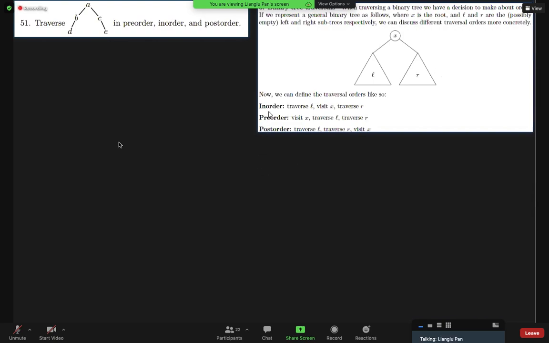If we apply in-order traversal, then we first visit all the nodes in the left subtree using the in-order traversal algorithm. Then we visit the root node. Then we jump into the right subtree and visit all the nodes in the right subtree by using in-order traversal. And for post-order, we will do left subtree, right subtree, and then finally the root node.